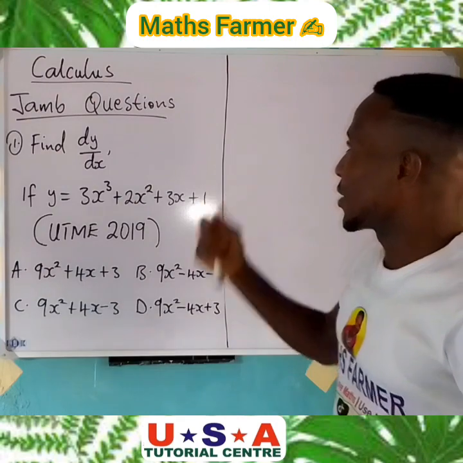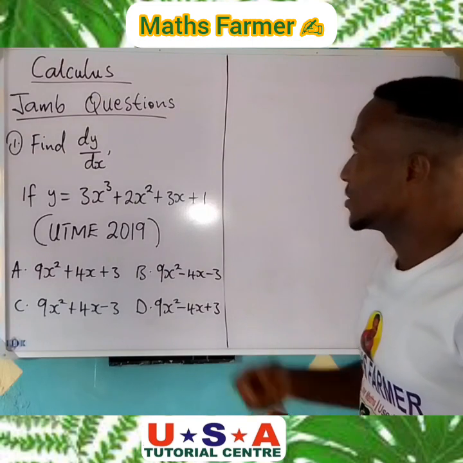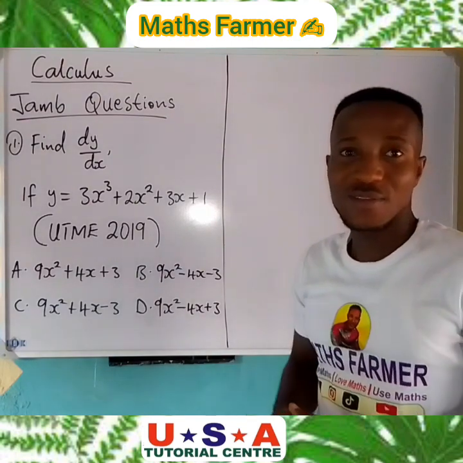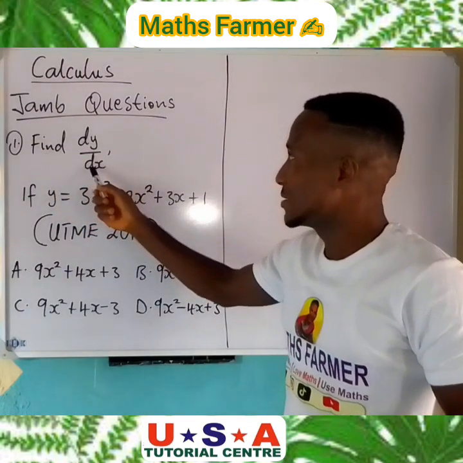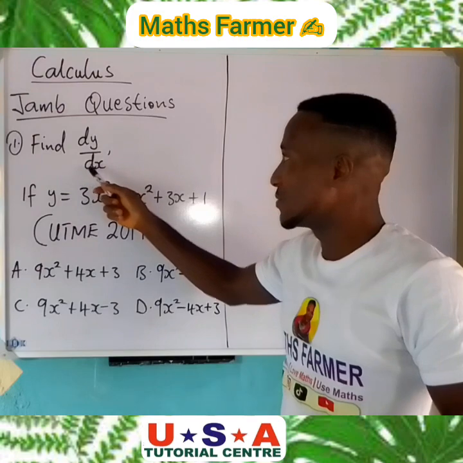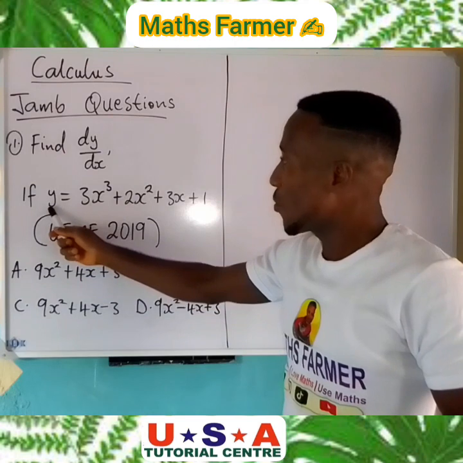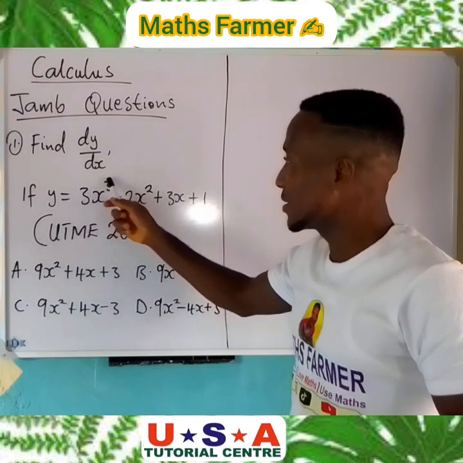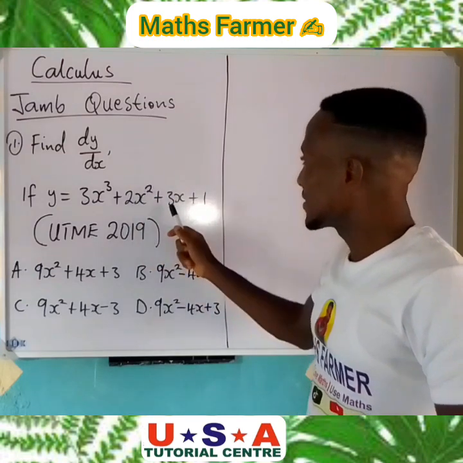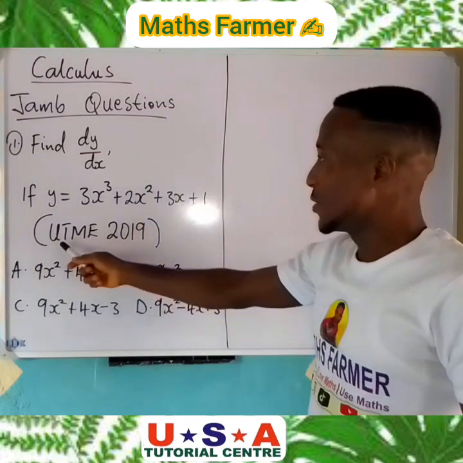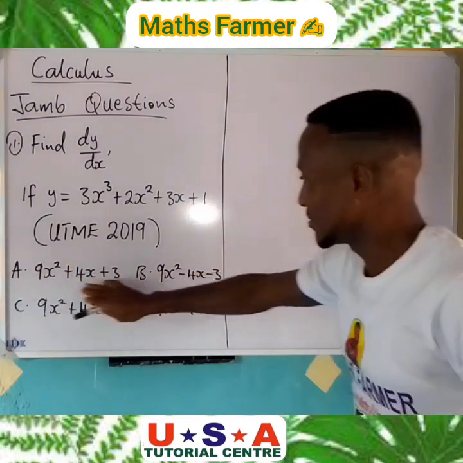In this video, we are going to solve this UTME question, yes, JAMB question on the board. Basically, from the topic calculus. Now, the question said we should find dy/dx, that is the derivative of y with respect to x, of this function. The function here is y equals 3x^3 + 2x^2 + 3x + 1. This is a UTME question, 2019. Now, these are the options given.